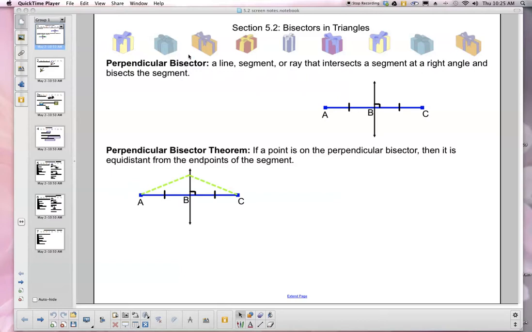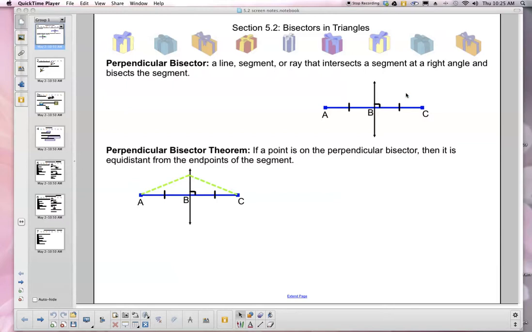So a perpendicular bisector would be a line, segment, or ray that intersects a segment at a right angle and cuts the segment in half. So this gives you a picture of what a perpendicular bisector looks like. It comes through a segment at 90 degrees and it cuts that segment in half. So the distance from A to B will have to be the exact same as the distance from B to C.